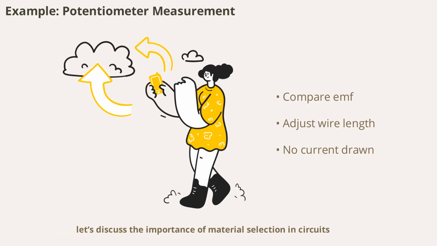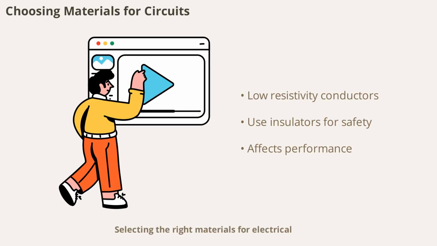Next, let's discuss the importance of material selection in circuits. Selecting the right materials for electrical circuits is crucial for efficiency and safety. Conductors like copper and aluminum are chosen for their low resistivity and high conductivity, ensuring minimal energy loss. Insulators such as rubber and plastic are used to prevent unwanted current flow and protect users. The choice of materials also affects the durability and performance of devices. Understanding resistivity and conductivity helps engineers make informed decisions.